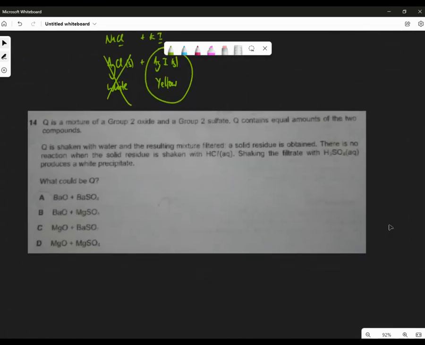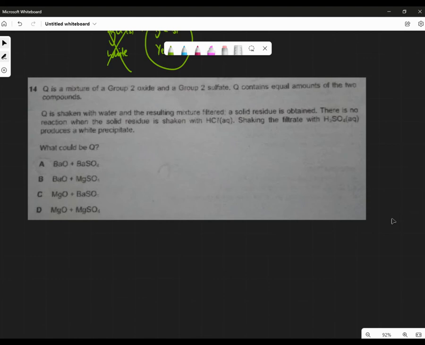Next one, quickly. Q is a mixture of group 2 oxide and group 2 sulfate. Q contains equal amounts of the two compounds. Oh dear. So if it's group 2 oxide, the formula is going to be that. If it's a group 2 sulfate, the formula is going to be that, because it's group 2. Q is shaken with water, and the resulting mixture is filtered. The solid residue is obtained. There is no reaction when the solid residue is shaken with HCl. Shaking the filtrate with sulfuric acid produces a white precipitate. Oh, I hate these ones. You just got to dig around, haven't you?